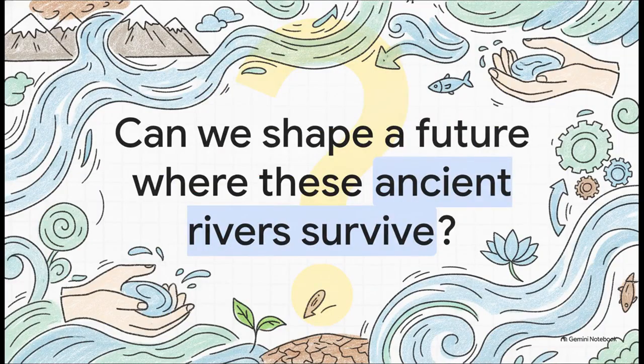As we wrap up this explainer, we are left with a pretty vital realization. These unified river systems and watersheds have perfectly adapted to the Earth's shifting crust over literally millions of years. But they are vulnerable. We now understand the profound ways these ancient waters have physically and culturally shaped India.